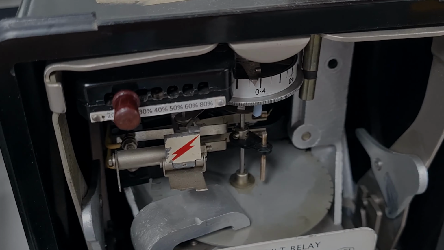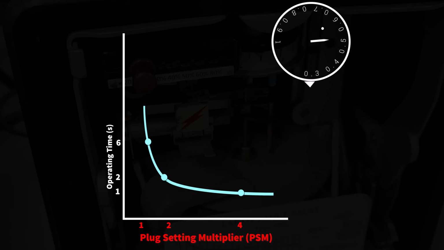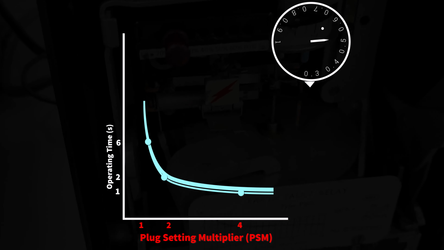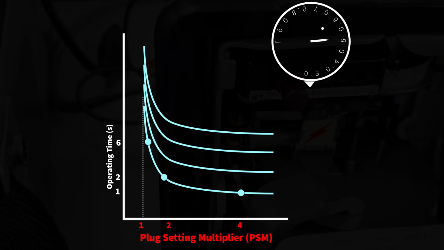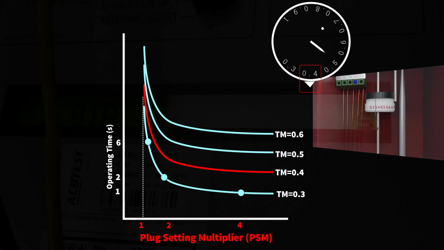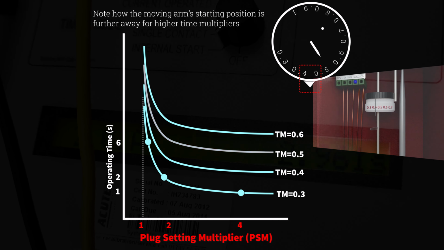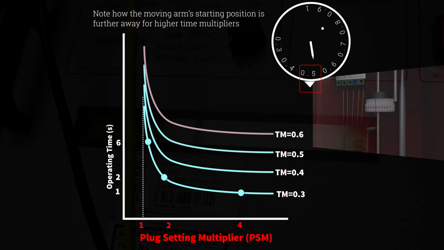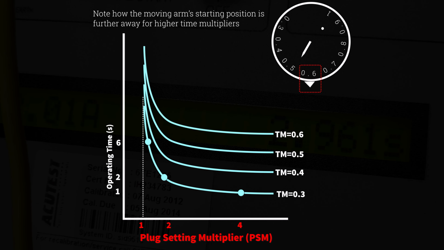This allows the user to change the distance that the rotating arm needs to travel to reach the contact. The ability to do this is a remarkably useful way to set a relay to a particular requirement. For example, the time multiplier setting is a crucial parameter for coordinating the speed at which relays operate.